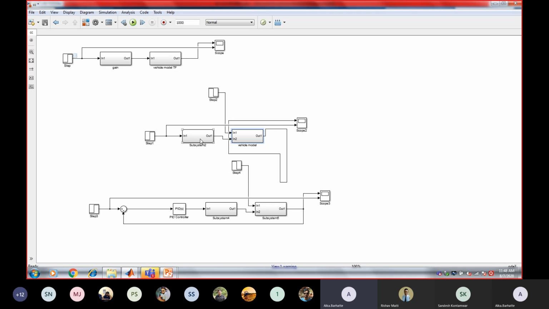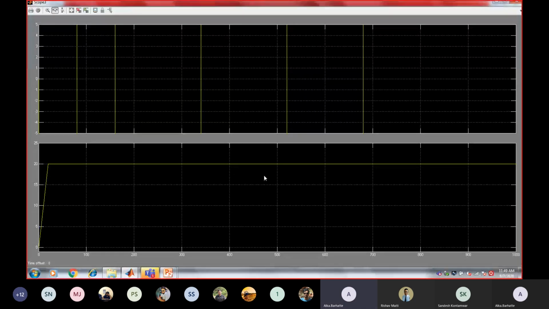So this is representing your subsystem vehicle model, and finally we are trying to get constant speed. Our objective is to get constant speed from that particular system. Now I'll simply run this and we'll see what the changes are and how we are getting those.